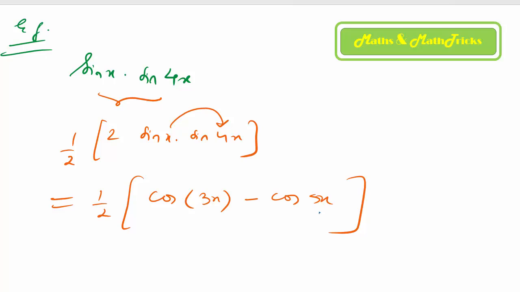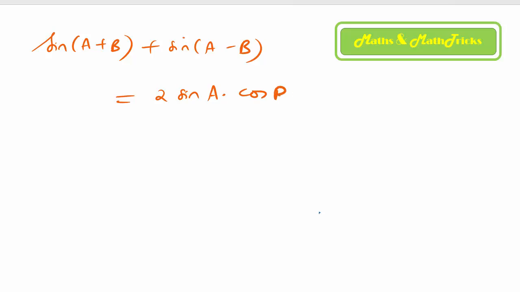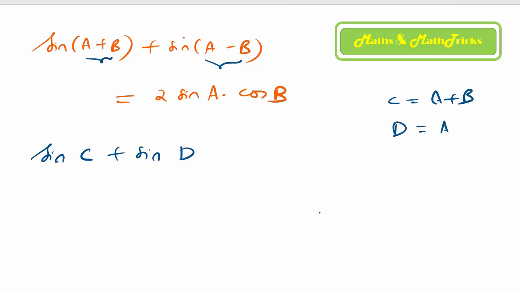Now, there is something very interesting to know. Every time, given a problem with sine A plus B and sine A minus B addition, sine of A plus B plus sine of A minus B, you know the formula is 2 times sine A into cos B. Suppose I cannot see this A plus B and A minus B division always for a given angle, then what I can consider is sine C plus sine D as them.